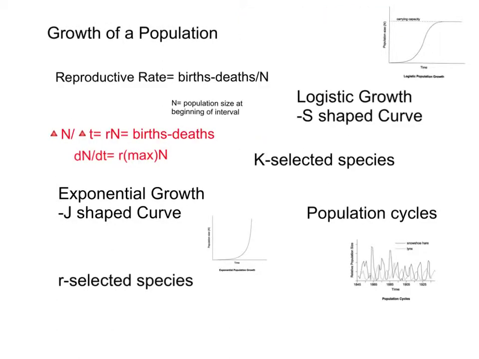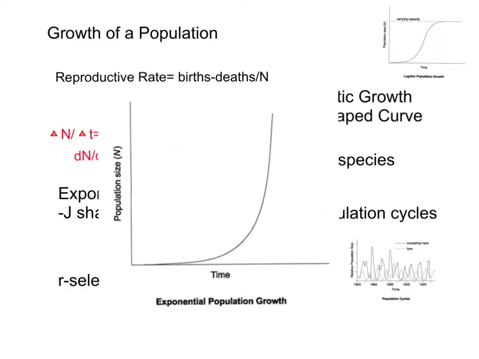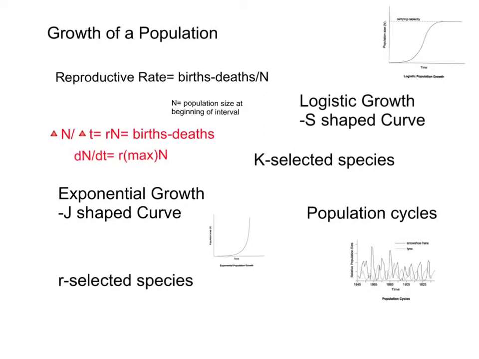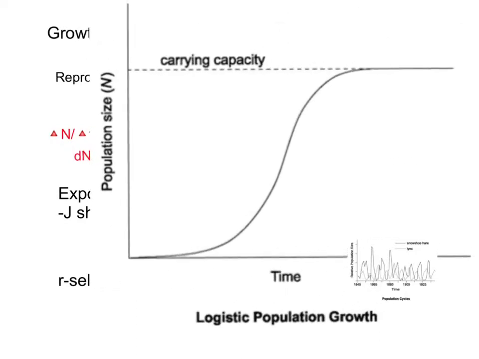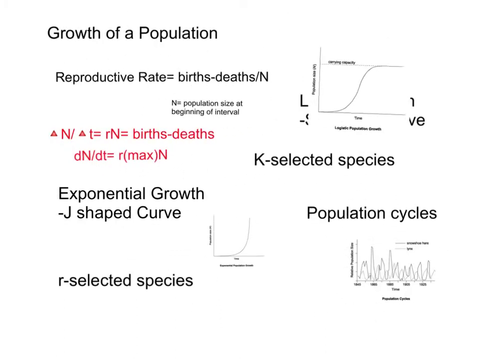Growth of a population. This equation will find the reproductive rate of a population. These are other ways of writing the equation. Exponential growth would look like this, with the population size growing. Logistic growth would look like this. The population would reach its carrying capacity.